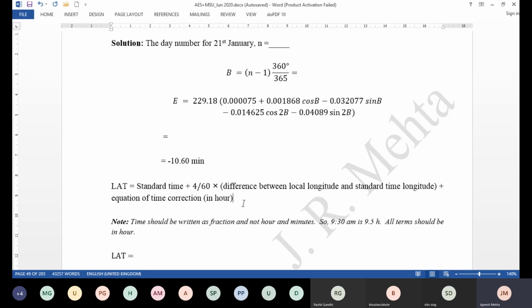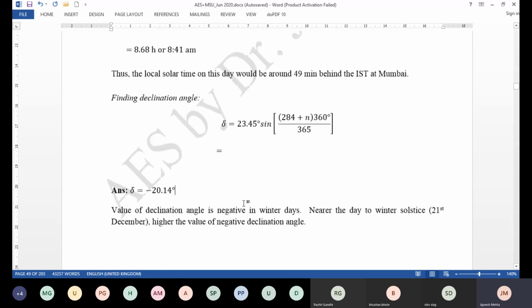So here even the second term would be negative, and the equation of time correction is also negative, because what you get from the equation is in minutes. You have to divide it by 60. So doing that, you would get the time to be 8.68. So that's in fraction. If you convert it, 68 is out of 100, so out of 60, how much is it? So that's 41, right? So it is 8:41 a.m. for Mumbai on 21st of January.